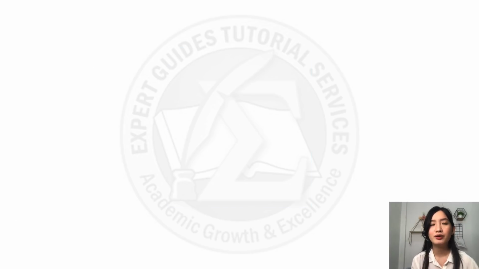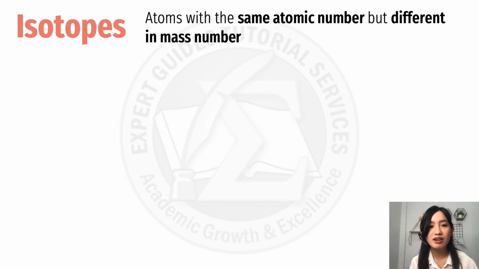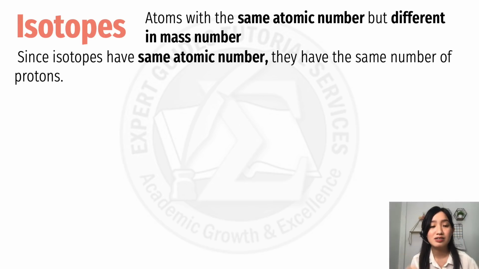Now, what if we have atoms of one element, but they do not have the same mass? We have isotopes. Isotopes are atoms with the same atomic number but different mass number. So why do they have the same atomic number? Again, atomic number defines an element. So when we're talking about, say, atomic number 9, we are talking about only fluorine. Because if it is a different atomic number, that is a different element already.